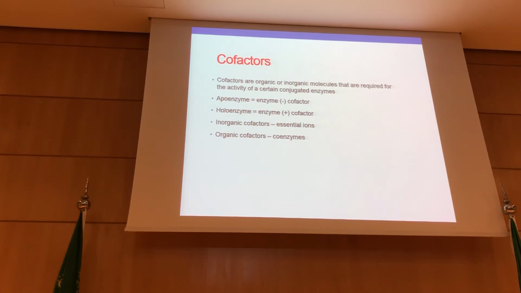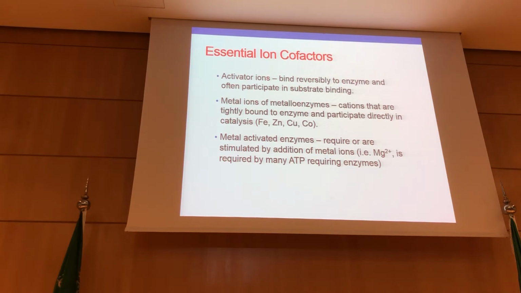Now, when we say holoenzyme, it is the enzyme plus the cofactor, and an apoenzyme is the enzyme without the cofactor. Now, they can be organic or inorganic. Inorganic means ions, for example iron, zinc, manganese, copper, all of which are required for some enzymes that are called metalloenzymes. So they are required for the activity of these metalloenzymes. Or organic cofactors, in which case we use the word coenzyme. Now the metallic or iron cofactors bind to the enzyme. These are, for example, iron, zinc, copper, cobalt, and they are required for the activity of the enzymes.